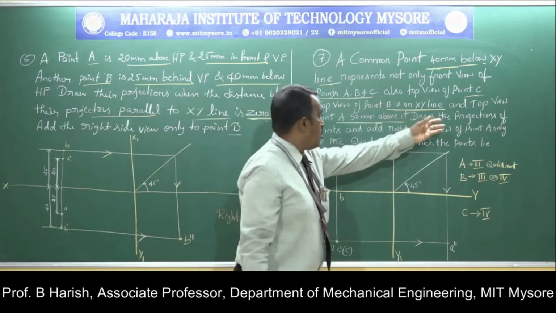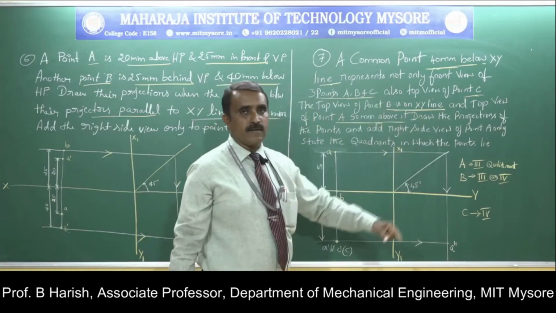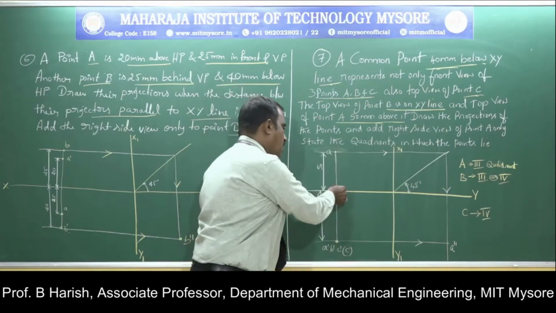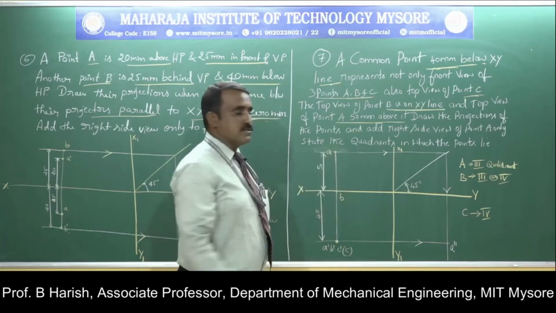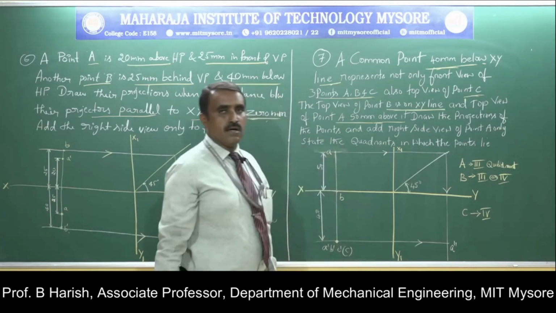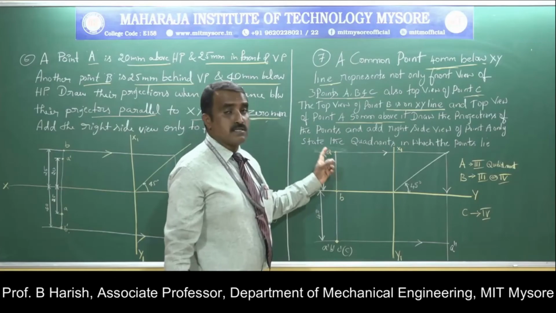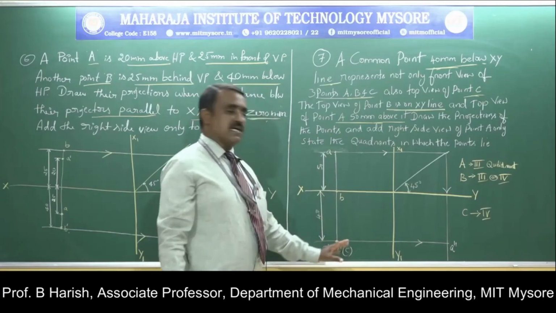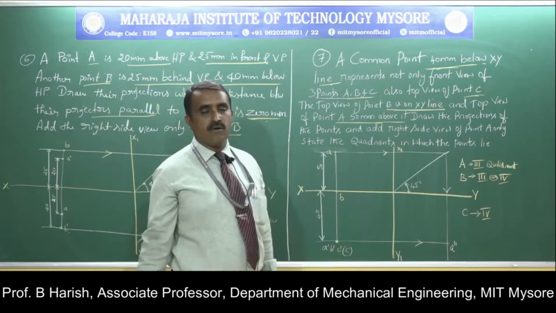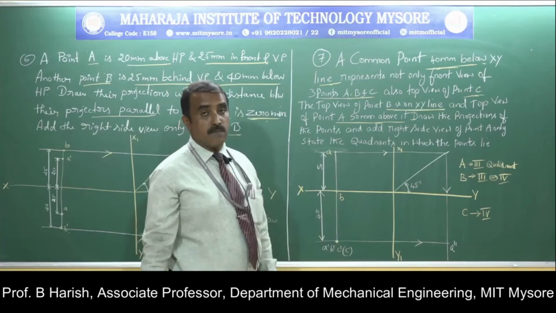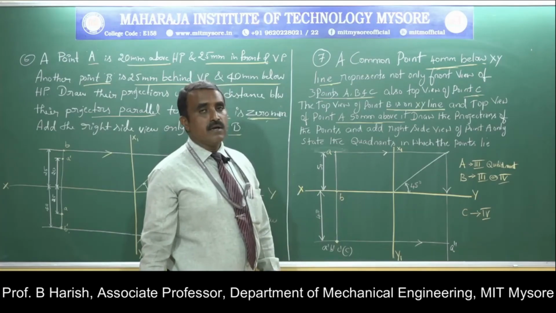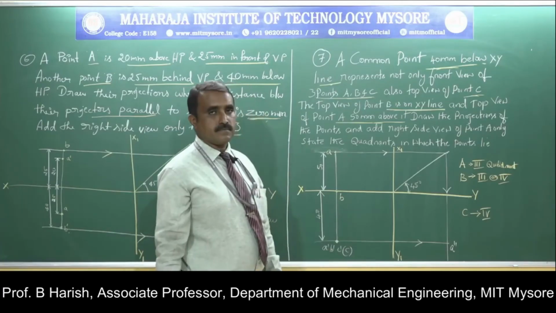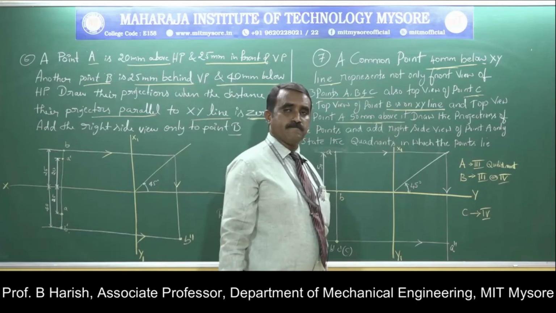Then further it says that the top view of point A is 50 mm above it. Above means above the XY line. I continue this projector line and from here I measure a distance of 50 mm. There I fix the projection of one more point, that is A, its top view. So A dash, B dash, C dash and C. I fix the projections of all the 3 points, the top and front views of points A, B and C. That is the first part of the problem.